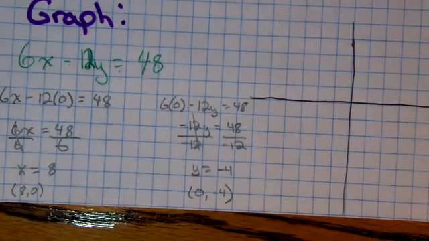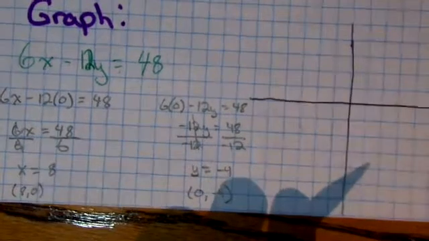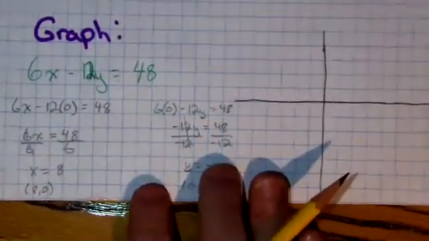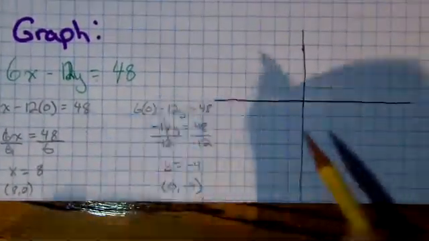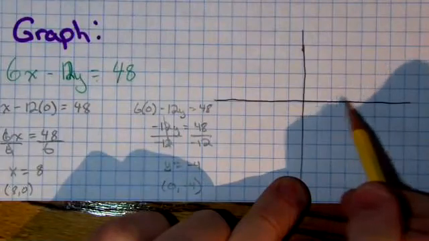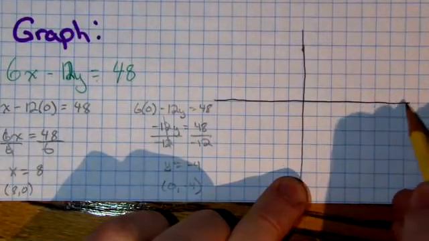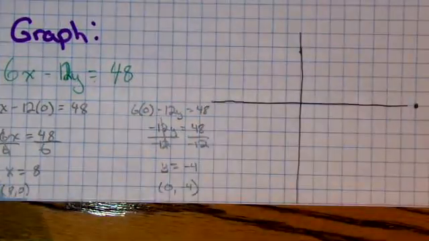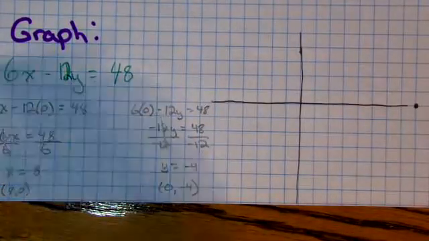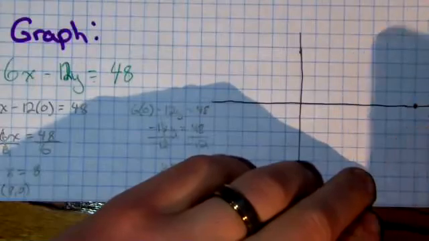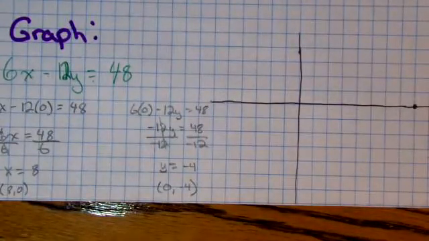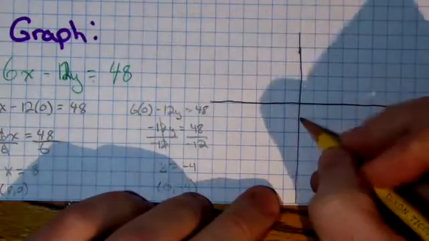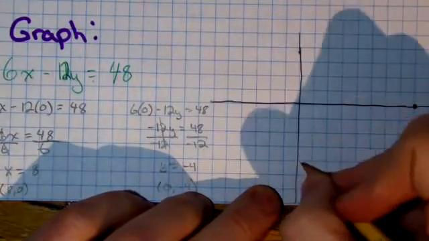So let's plot those. I'm going to zoom out just a little bit so we can see everything together. So let's plot the point 8, 0. 1, 2, 3, 4, 5, 6, 7, 8. And I can extend my line on my graph. Okay, and then we got to plot the point 0, negative 4. Go over 0, down 4. 1, 2, 3, 4.